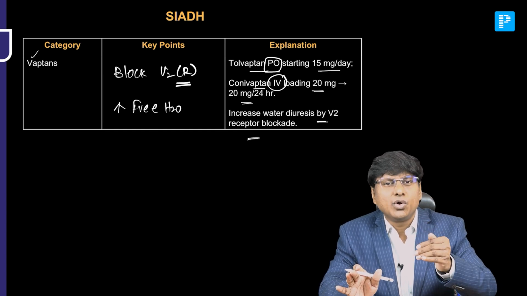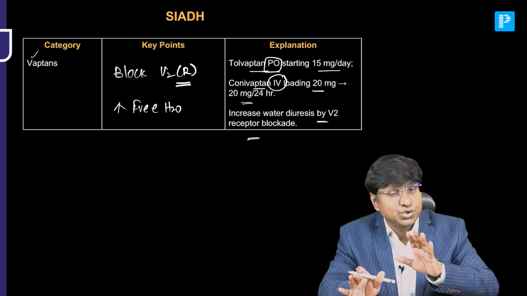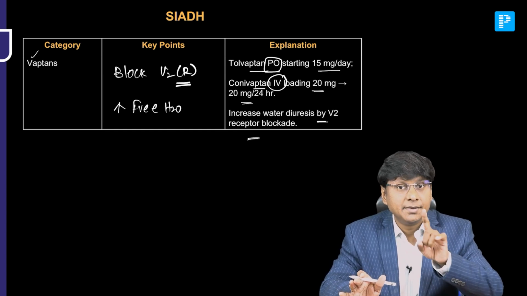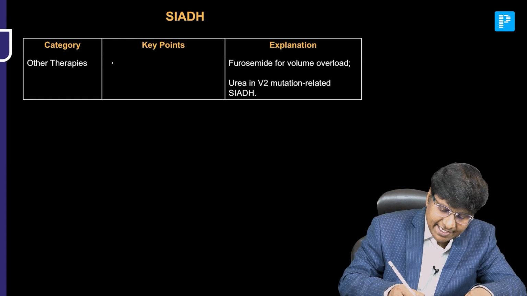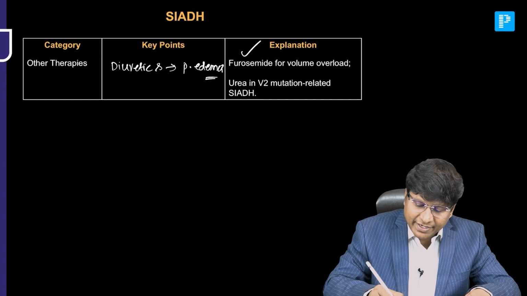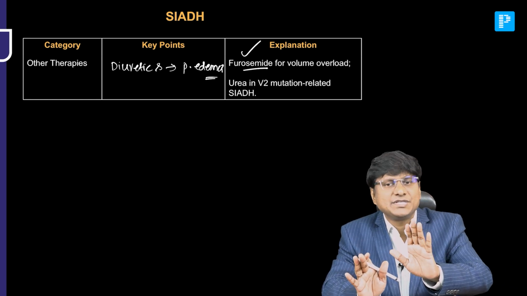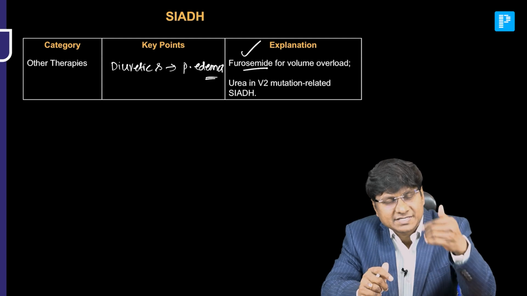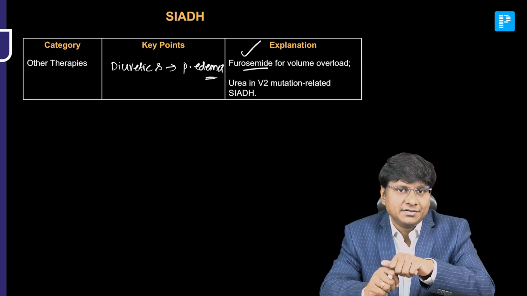Now, is there any role of diuretics in patients with SIADH? Usually no, we avoid diuretics. But in scenarios of pulmonary edema, where the individual has developed pulmonary edema because of fluid overload, that is when you give furosemide. Otherwise, we don't give diuretics because diuretics themselves will cause hyponatremia, right?